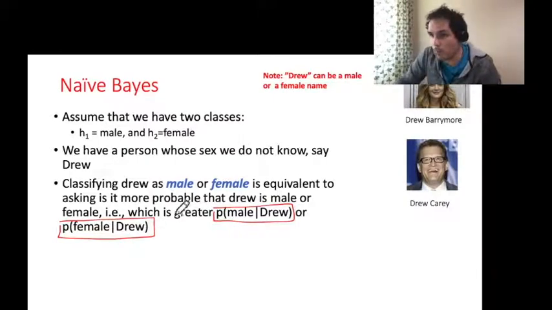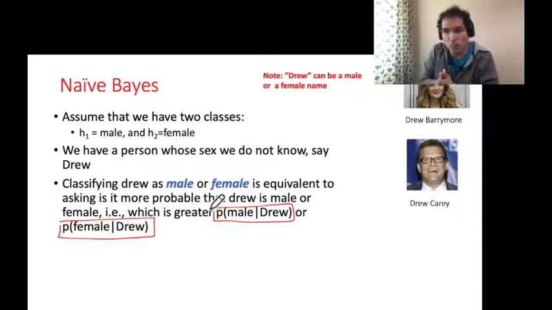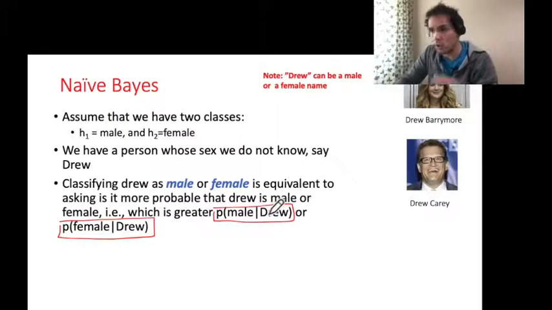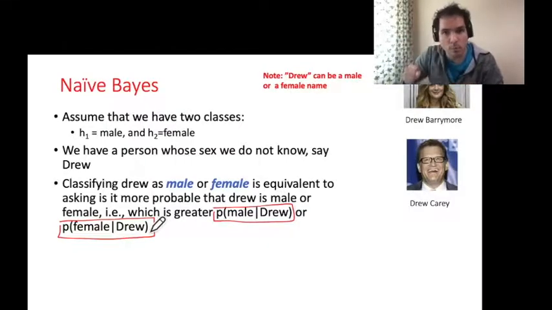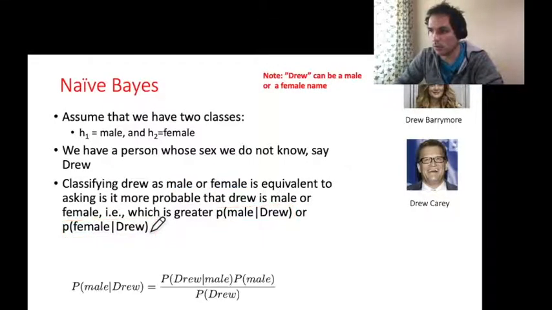So basically what I will do is compute these two conditional probabilities. Again, it's conditional because we know a portion. We know this portion: the condition is that the name is Drew, and we want the probability of male or female given that. That's all we want to do.